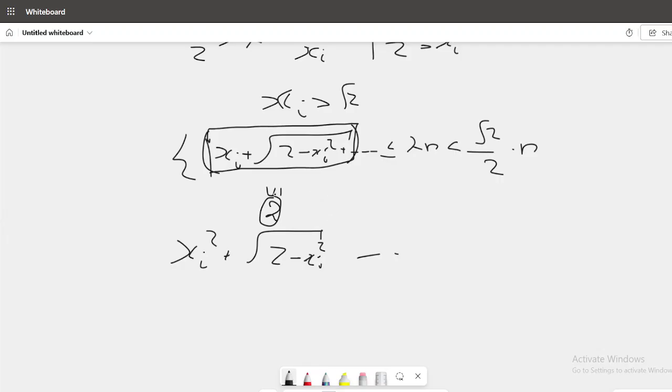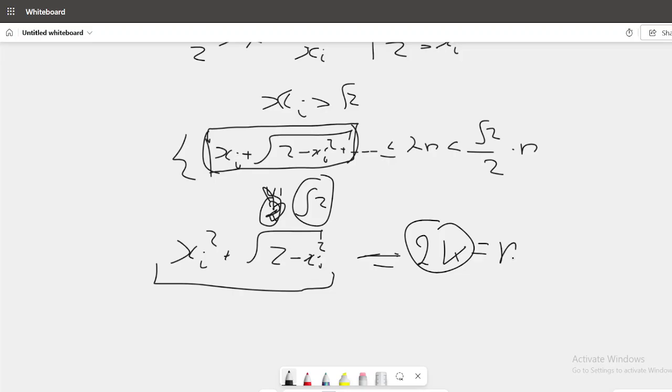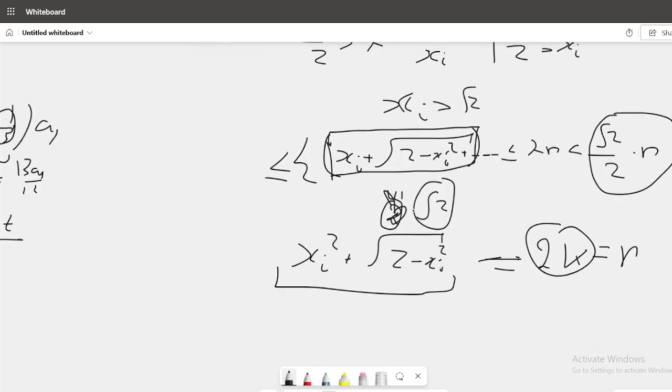And so this is always greater than or equal to root 2. And Bob will never lose because this is just always equal to 2 times k, and this is equal to n. So Bob will never lose, and Alice cannot win because this is strictly less than root 2 over 2 times n, and this is greater than or equal to root 2 times n over 2. At some point, Alice will be forced to choose a number that's large enough, and this will not hold.